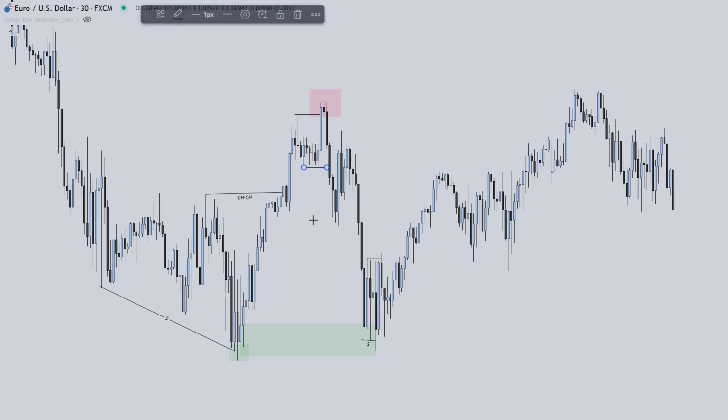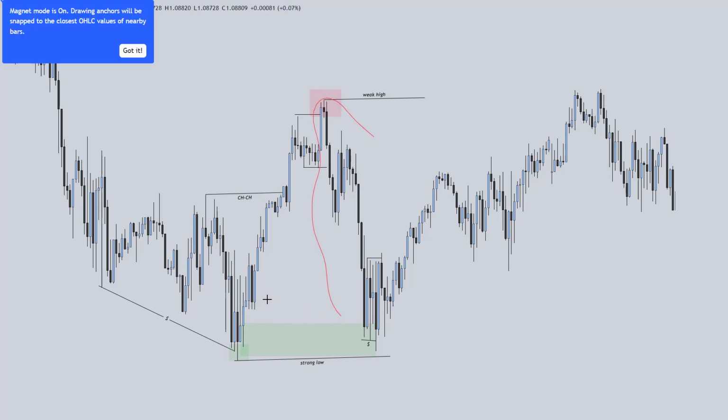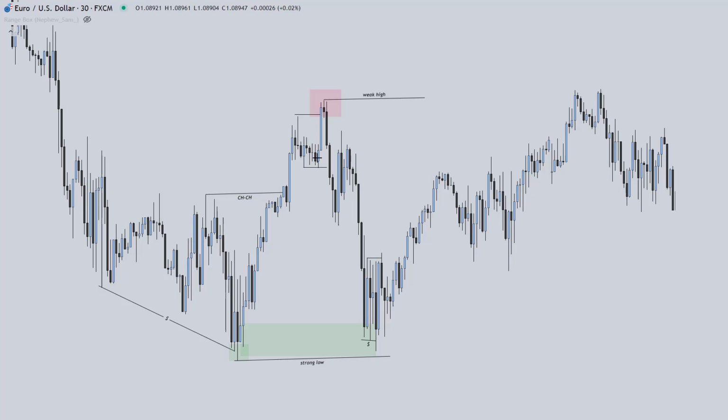This right here might work as a reversal change of character, but it will not hold long term, right? We have to expect this high to get taken out, because this right here is our strong low, and this right here is our weak high. And of course, you can still trade this reversal right here. You don't have to wait for price to come all the way back up here, but it's more for more advanced traders, right? If you are a beginner trader, I would say do not try to take the reversals.